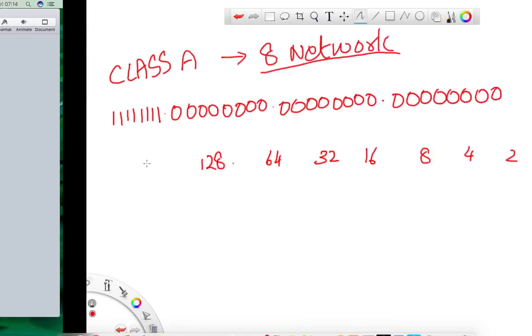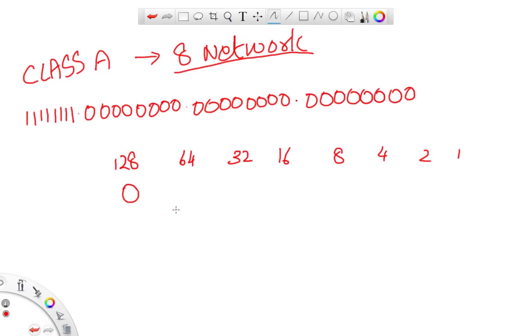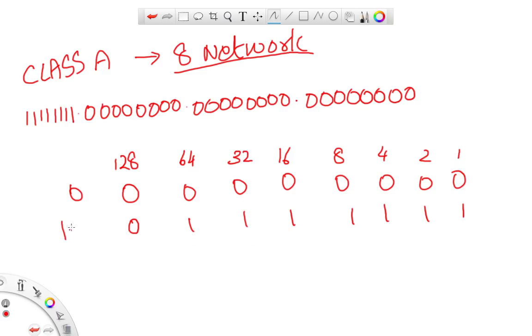And we said the first one was you have a 0 here. So if you have a 0 here, the smallest address you can have is all zeros. So this would be 0. But you know that it always has to be a 0 here for a class A. And the maximum you can go is all ones, and this will come up to 127.